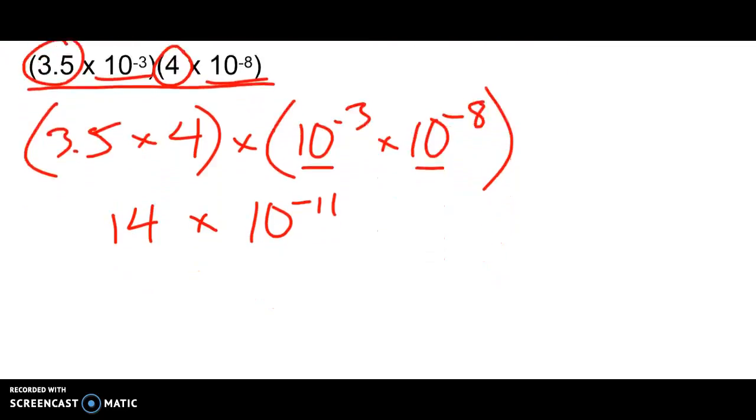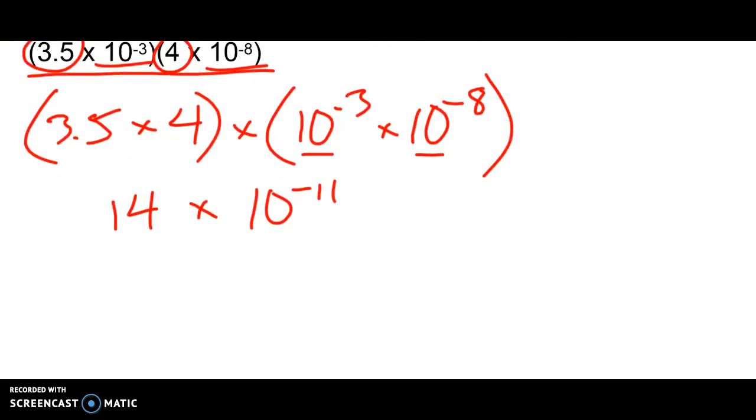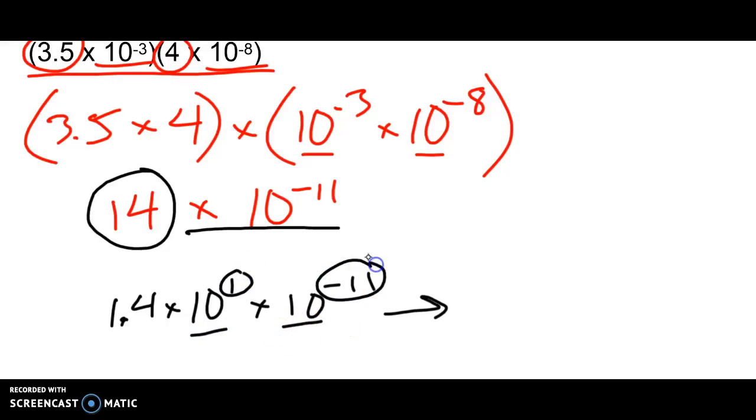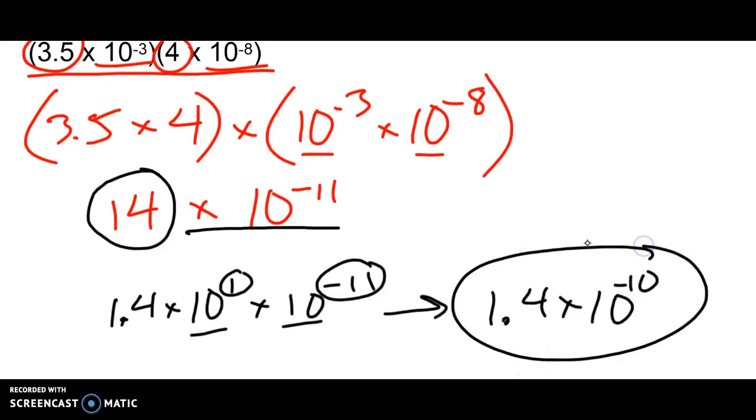However, this is not our final answer because we are not in scientific notation. There are a couple different ways that we can look at this. One, to put it into scientific notation, we could look at what this number should be. It should be 1.4, right? And this would be times 10 to the first power, because 1.4 times 10 is the same thing as 14. And we also have that then times 10 to the negative 11th. What we can do then is add these together. Same base, so we can do 1 plus negative 11, and we get 1.4 times 10 to the negative 10th. Sorry, negative 10th. So this would be our answer in scientific notation.